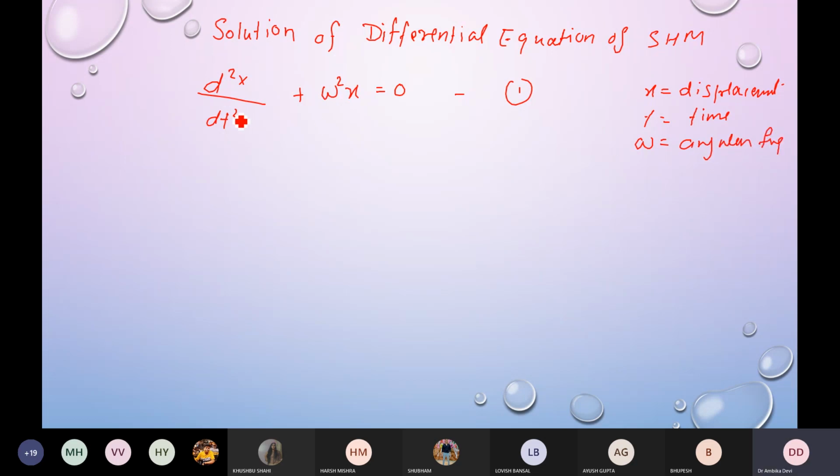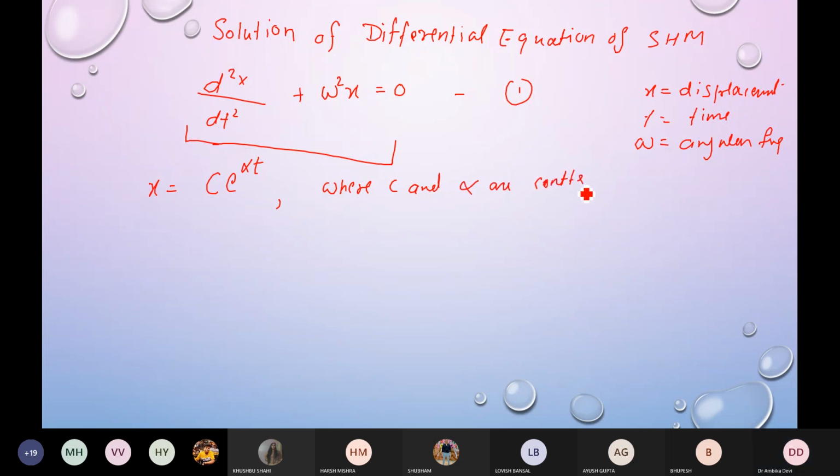Okay, so we know from the mathematics part, which you have studied in your earlier classes, in your +2 class, that the solution of this type of second order differential equations can be represented by x is equal to c exponential alpha t, where c and alpha are the constants. Let us say this is equation number 2.